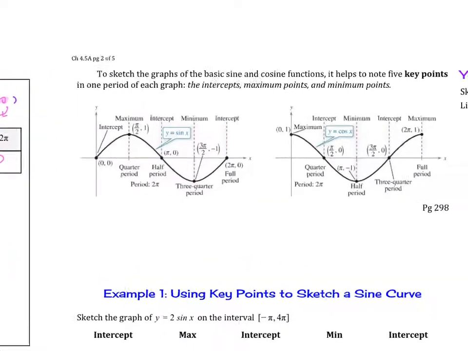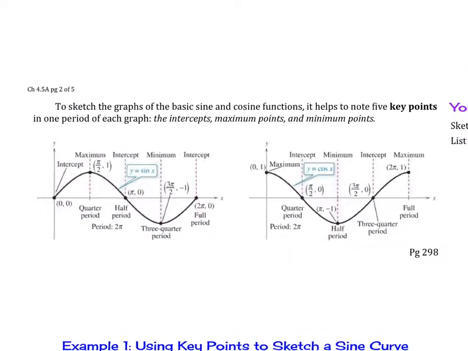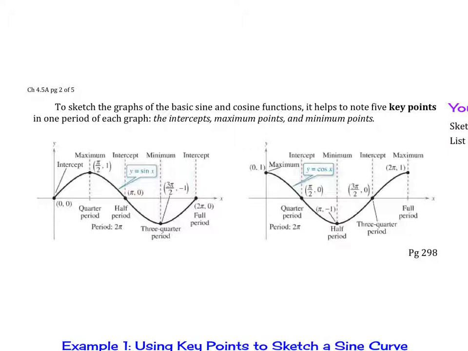So in order to sketch graphs of basic sine and cosine functions, it helps to note 5 key points in one period of each graph. So we need to know the intercepts, the maximum points, and the minimum points. For sine, we have the intercept at 0, then max, intercept, minimum, and then the intercept again. For cosine, notice that we start at the max, then intercept, minimum, intercept, and then the maximum. Full period is 2 pi.